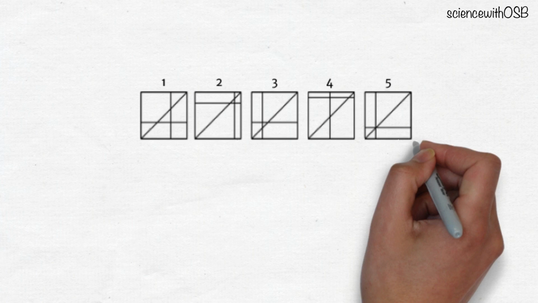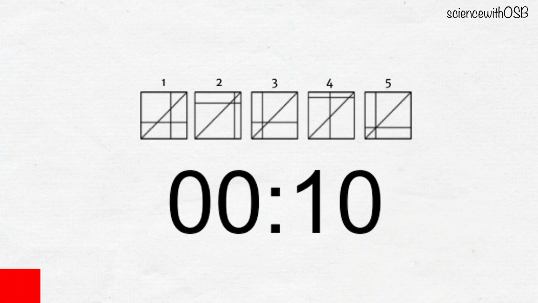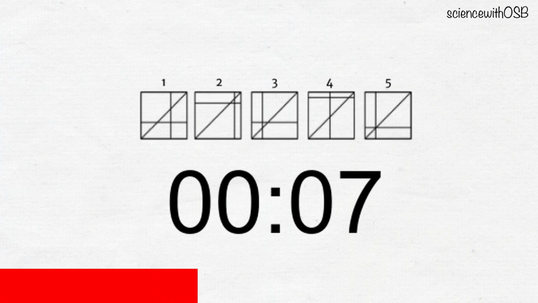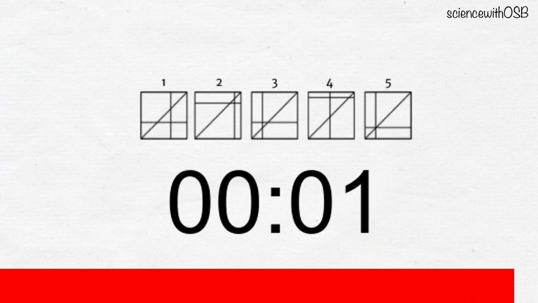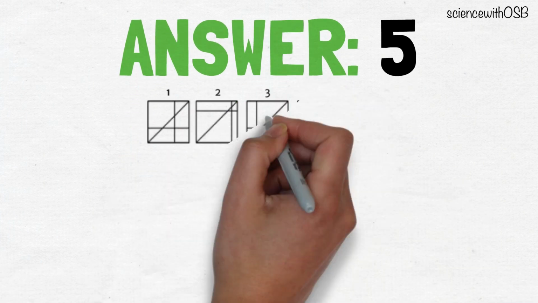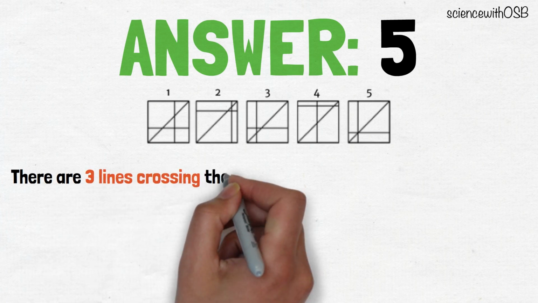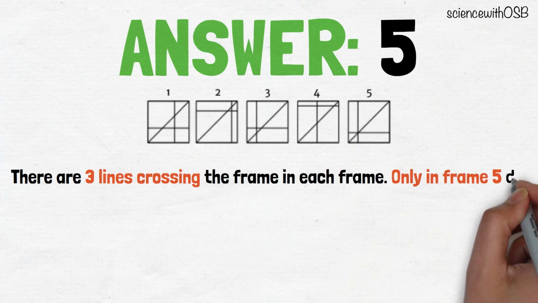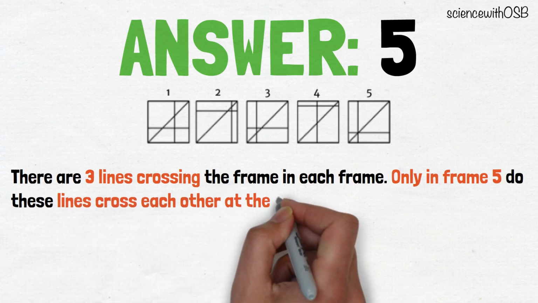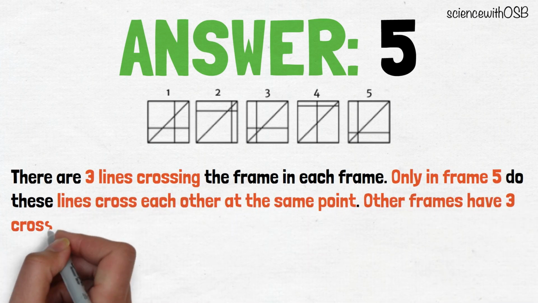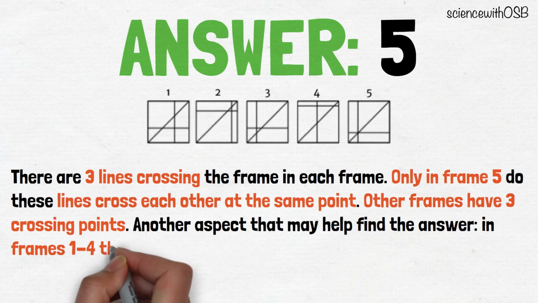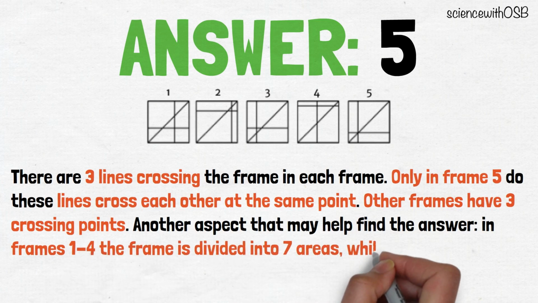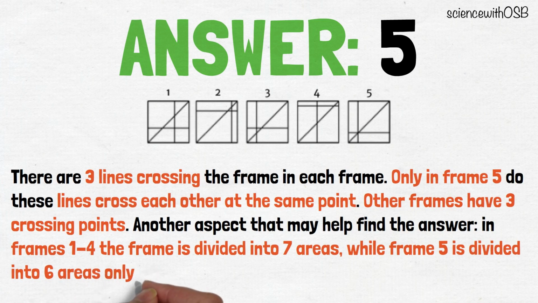Question number 10. Look closely at the lines intersecting inside each square. The correct answer is 5. There are 3 lines crossing the frame in each frame. Only in frame 5 do these lines cross each other at the same point. Other frames have 3 crossing points. Another aspect that may help to find the answer is that in 1 to 4, the frame is divided into 7 areas, while frame 5 is divided into 6 areas only.